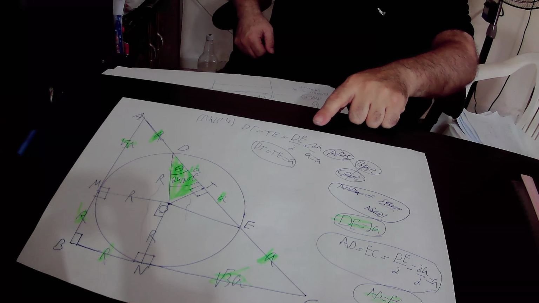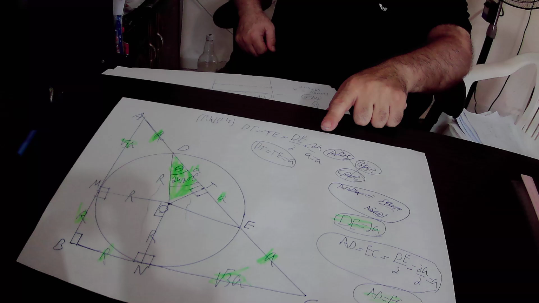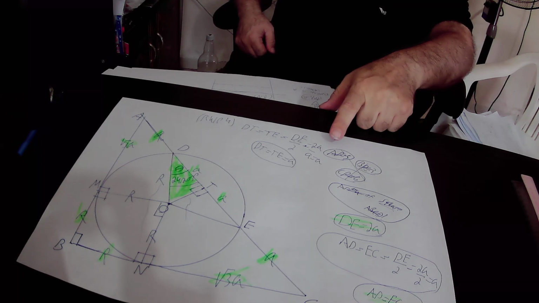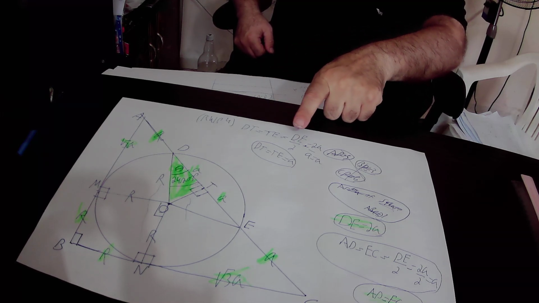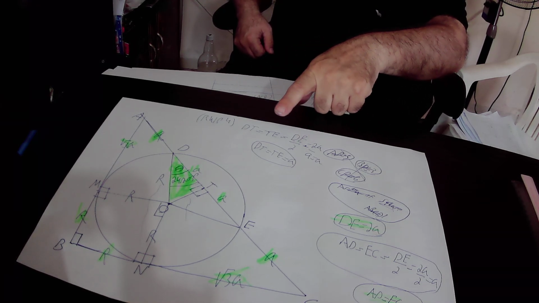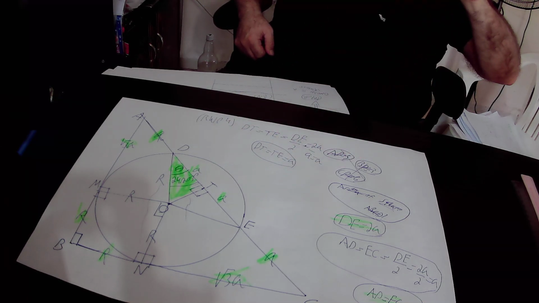But according to our definition, DE equals 2A. So we substitute DE by 2A, and we get 2A over 2 is A. So from this long equation, we can derive that DT equals TE equals A. That is to say, DT is equal to A, and TE is also equal to A.